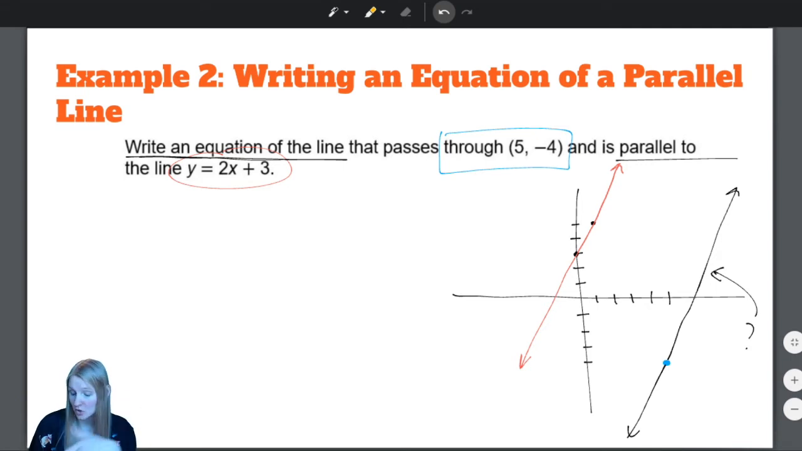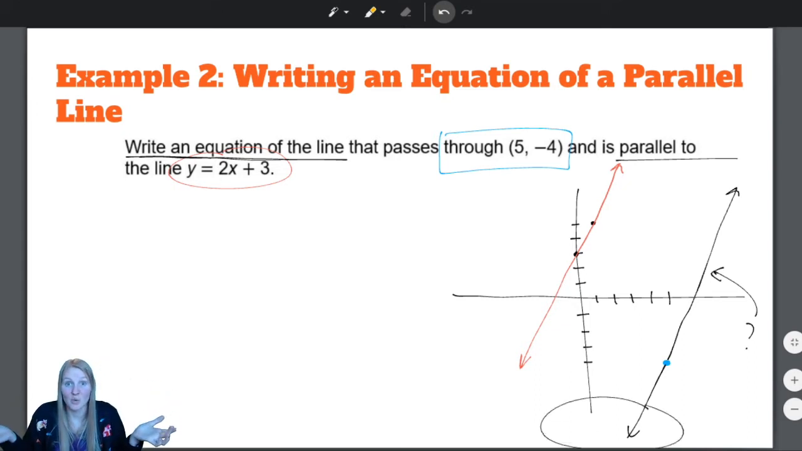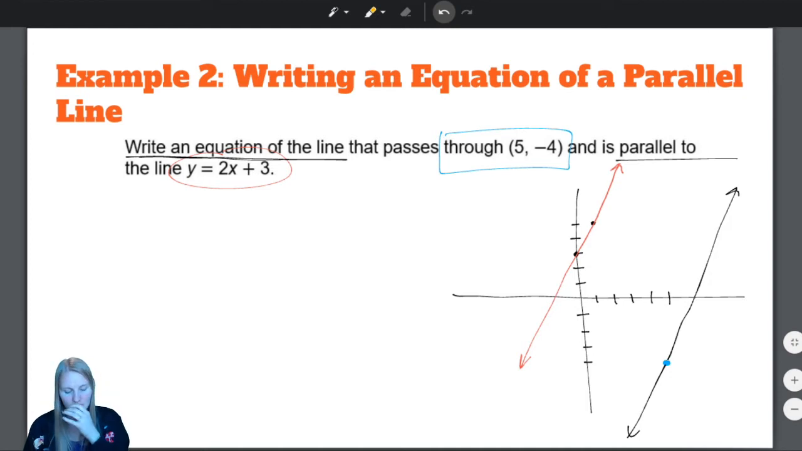Now, you might be tempted to just look at the graph and say, I know that the slope has to be the same, and I can just find wherever it crosses the y-axis. But that can be harder than it seems, especially since this line doesn't even cross the y-axis on our graph, like how we've drawn it. So instead, we know that the equation of a line is in the form y equals mx plus b.